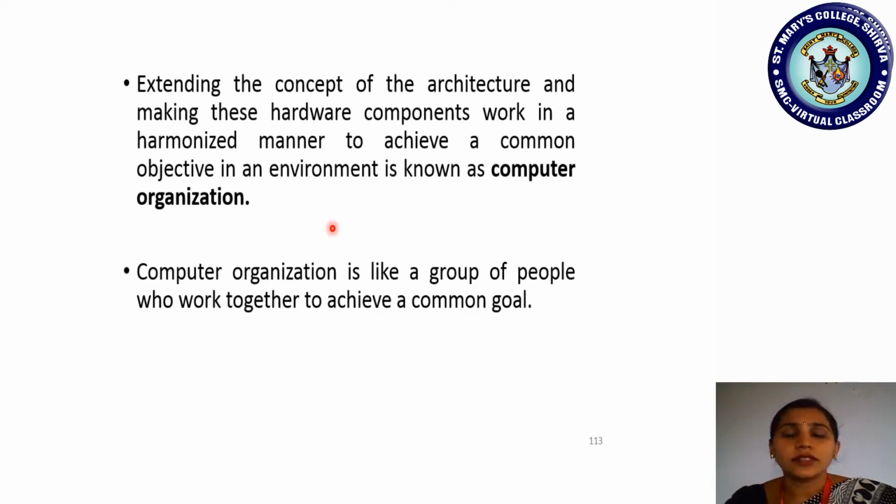That the task gets executed to the user. Okay. And computer organization is like a team of people who work together to achieve a common goal. So all of their aim is to perform the instructions in a correct sequence so that the common goal, which means what the user expects, such results are given back to the user.